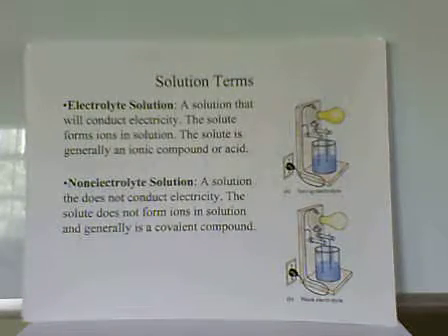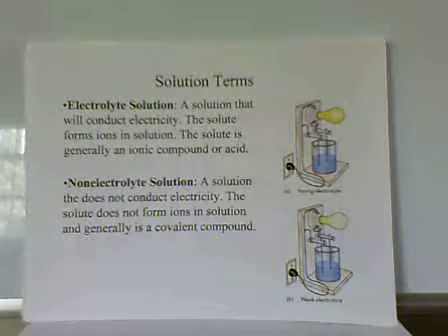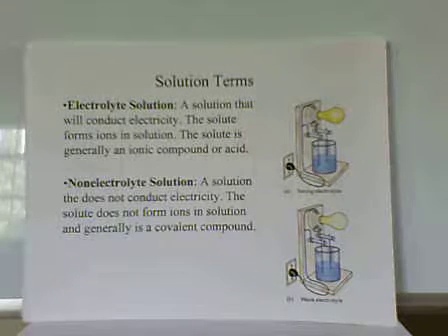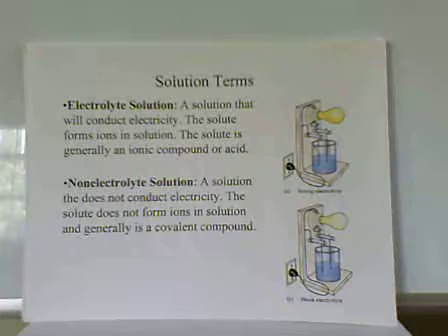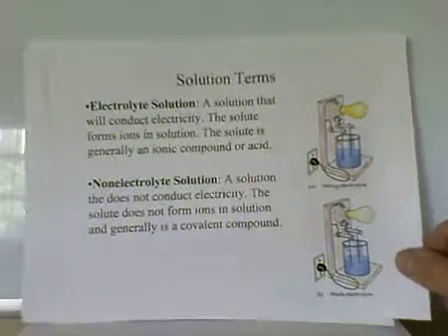We categorize our solutions as either electrolytes or non-electrolytes. Electrolytes conduct electricity. Non-electrolytes do not conduct electricity. Electrolytes will consist of ionic compounds or acids as solutes. Non-electrolytes will be covalent compounds. So electrolytes, when we use that for our drinks, we're talking about the minerals that are in there that contain the ions, the ionic compounds as minerals.